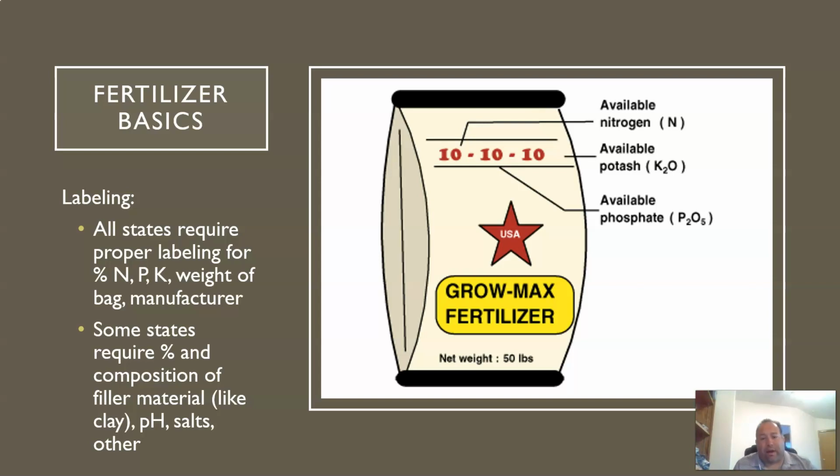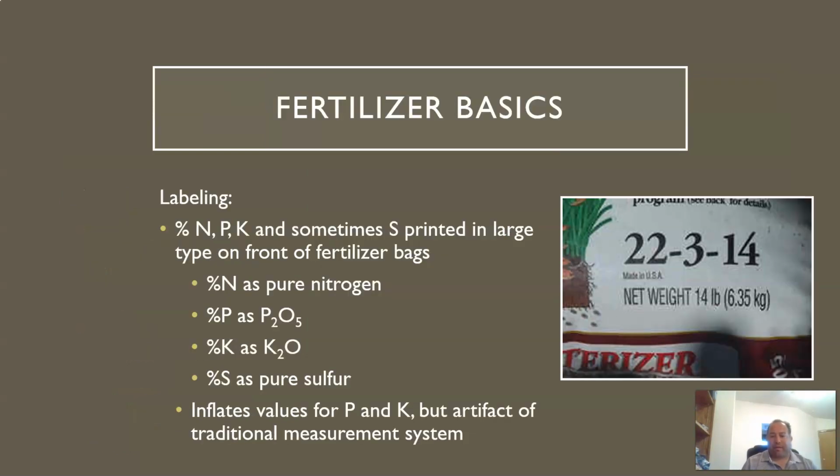Some states will require the percentages and the composition of filler material. Like if there's a clay in there, they might also require you to put the pH, salts, or some other stats on the bag as well. Here's another example. So we see 22-3-4. It's always NPK. So this one has 22% nitrogen, 3% phosphorus, 14% potassium.